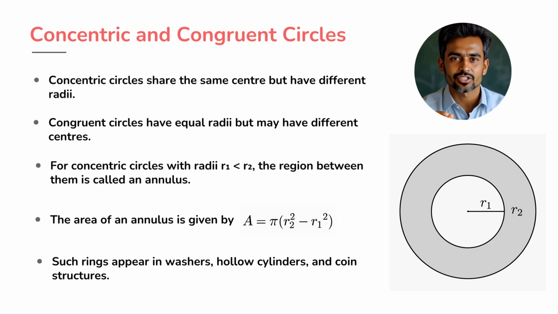For 2 concentric circles with radii R1 and R2, where R1 is less than R2, the region between them is called an annulus or a ring. The area of that ring is given by the formula pi into bracket R2 squared minus R1 squared bracket close. This formula is used when calculating the area of washers, donuts, or even pipe cross sections in engineering. So, concentric and congruent circles may sound similar. But remember, concentric share the same center. Congruent just share the same radius.